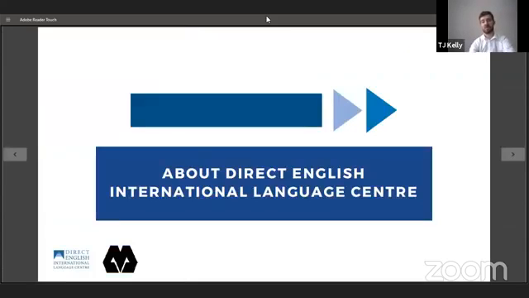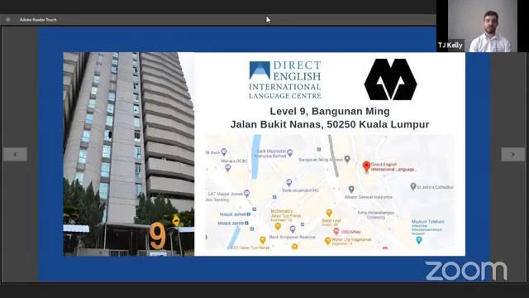So we'll start off by talking about the Direct English International Language Centre. Now, we're based fairly centrally in Kuala Lumpur. We've got some great public transport links from the LRT and several bus stations all around. The centre is seeking to inspire English language learners. We provide quality materials and trainers in order to educate professionals, and we aim to work around your regular schedules to help accommodate you as a learner.